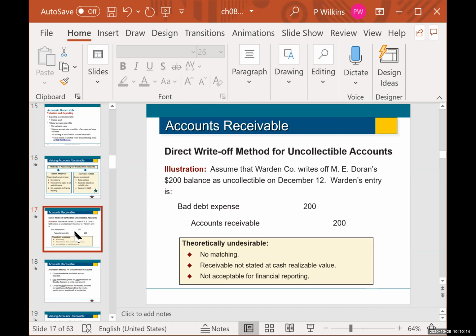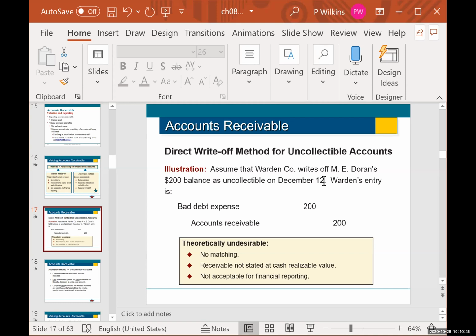All right, so first is the direct write-off method, right? So this problem says, assume that Warren Company writes off M.E. Doran's $200 balance as uncollectible on December 12th. So that means that they either called M.E. Doran on the phone and said, hey, how come you haven't paid your bill? Or M.E. Doran called them and said, hey, we're not paying our bill. And so the company Warren would try and collect the money multiple times before they would write it off, but we're not getting into all those details in here.